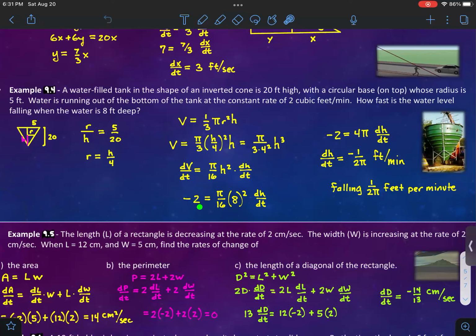At the same time, we know the height of the water is 8. So we're plugging that in for H. There's only one more unknown, and it's exactly the thing we're trying to find. So at this point, it's algebra. We end up over here. Don't forget your units of feet per minute.